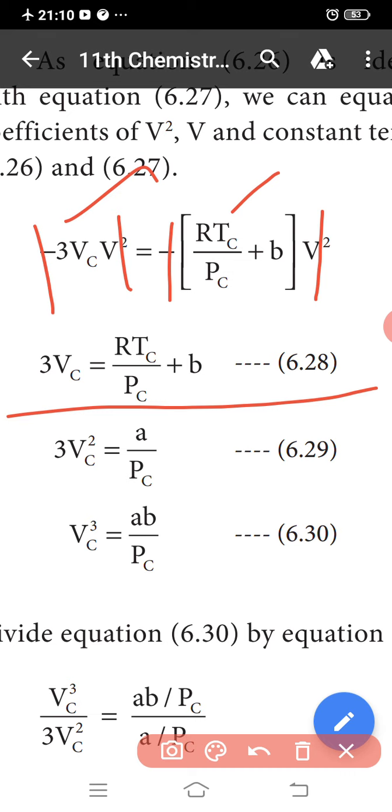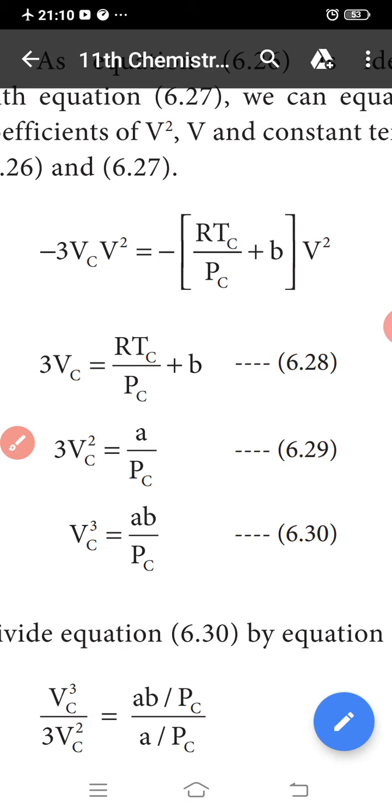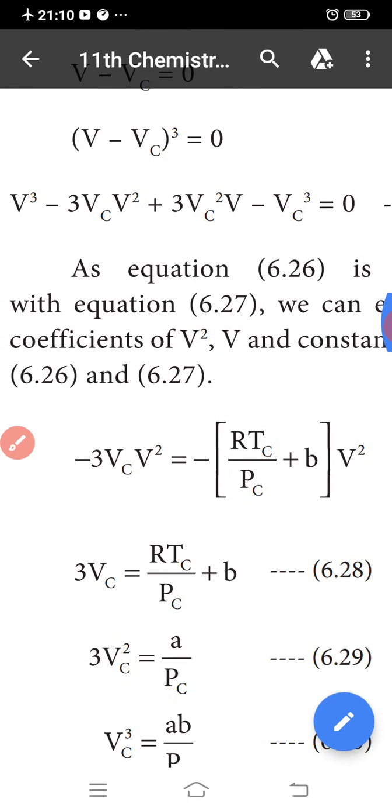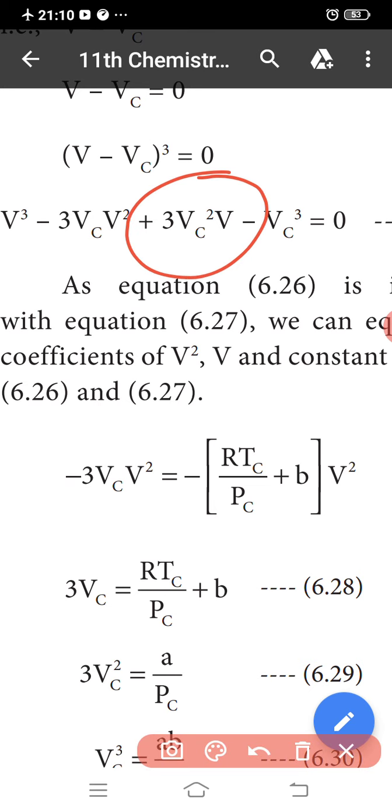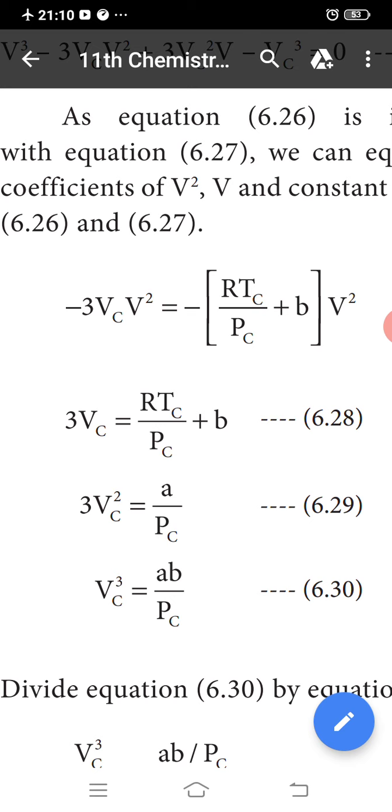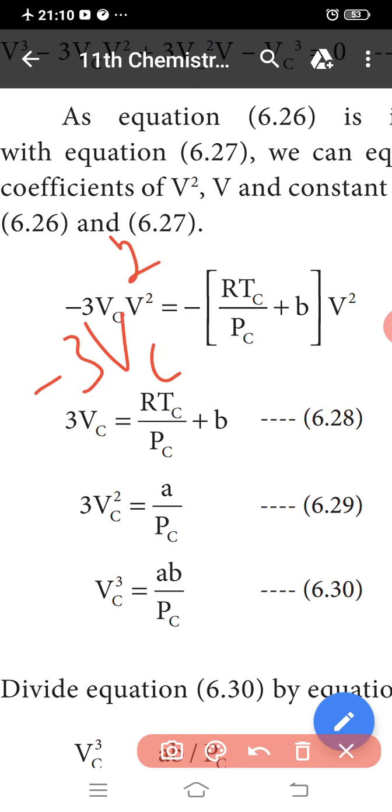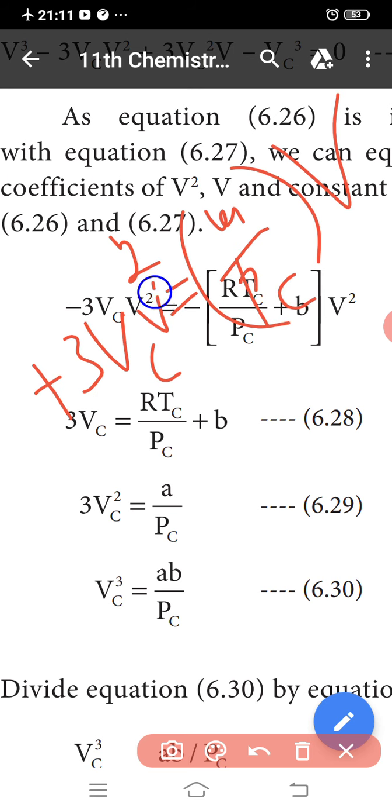Okay, are you clear? The next one, combine this V value, see this V value plus 3Vc squared into V. So 3Vc squared is equal to 3Vc squared into V, a by Pc into V. So the V cancels, so the balance is 3Vc squared is equal to a by Pc.